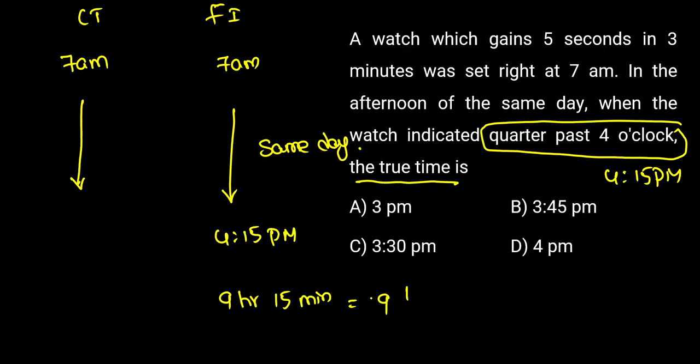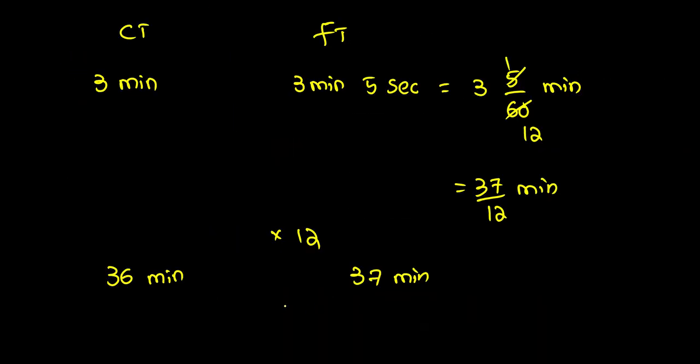Either minutes or hours, both. Okay. So 15 divided by 60, 1 by 4, this is 37 by 4 hours. This is 37 by 4 hours. Okay. Now guys, listen. If you multiply by 60, can I write this as hours? Can I write this as hours?